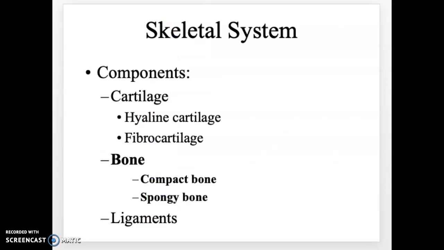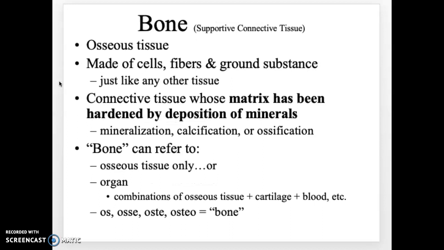So we'll talk about bone now. There are two different types of bone. There's compact bone and spongy bone. So when we talk about bone, it is just any other connective tissue, it is hard because minerals get deposited. That process of hardening is called mineralization, calcification, or ossification. All of those terms refer to the same thing.